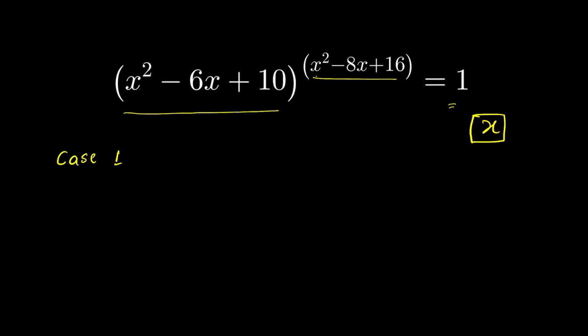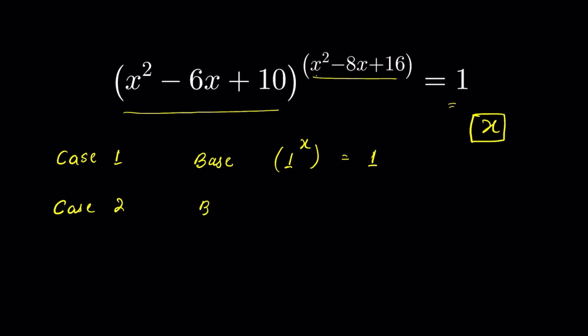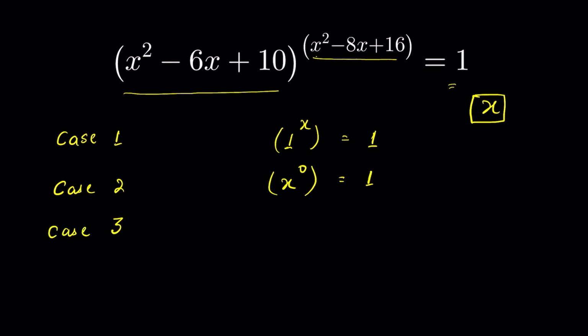Case 1 is when the base is 1, then the exponent doesn't matter, it will be equal to 1. Case 2 is when the exponent is 0, so the base doesn't matter. And case 3 is when the base is negative 1 and the exponent is an even number, negative or positive, then also it is equal to 1.